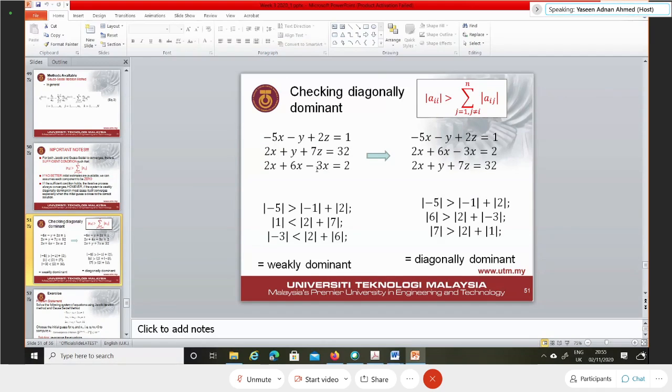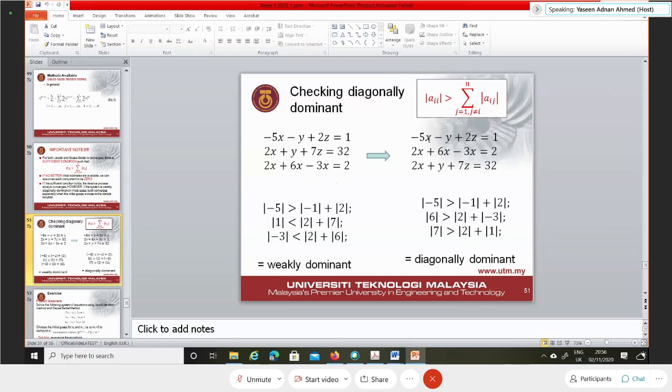How about the third row? This 3 is less than 8, right? So 1 is greater, but it is not satisfying all the conditions. So it is weakly dominant, not diagonally dominant. So one diagonal element is okay, but another diagonal element is not okay. So most of the bigger terms should be in the diagonal.